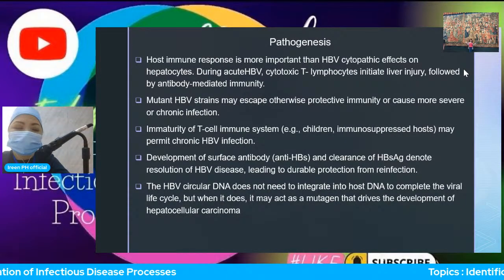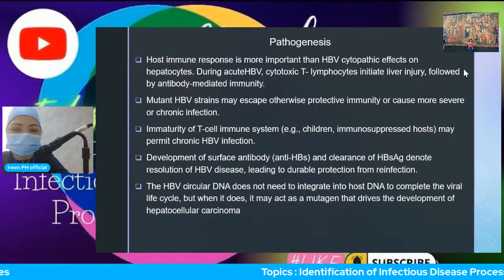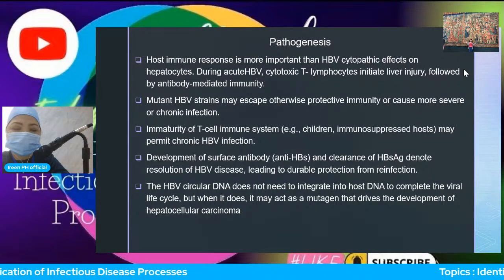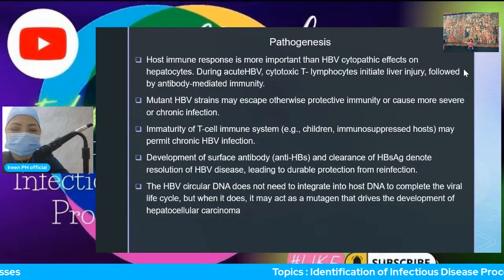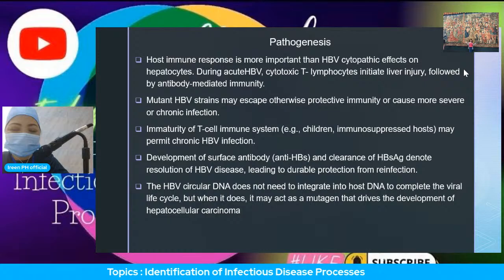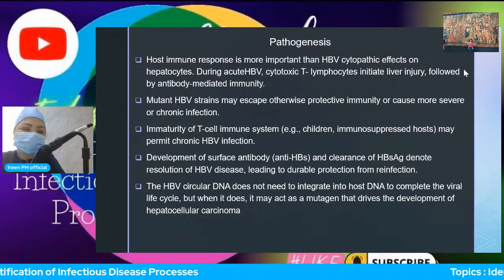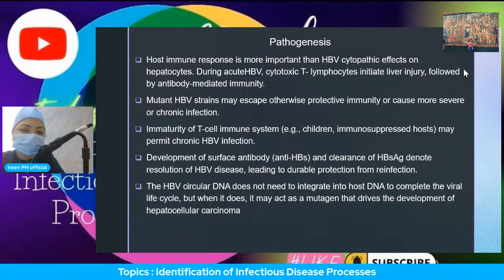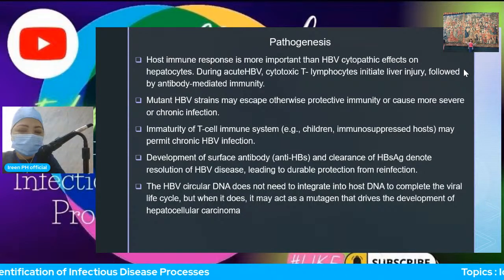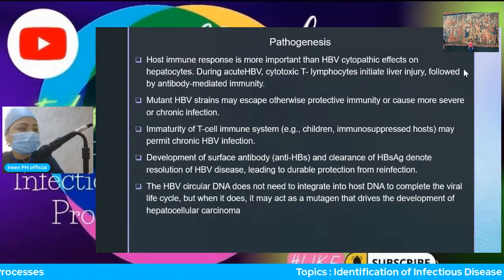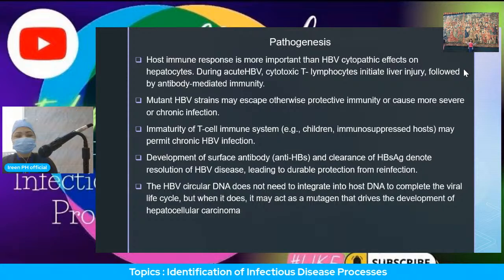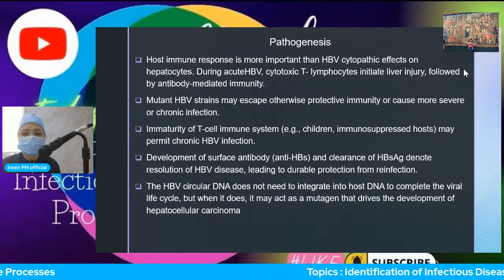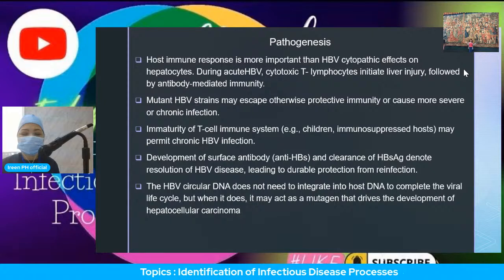The pathogenesis: the host immune response is more important than hepatovirus cytopathic effects on hepatocytes. During acute hepatovirus cytotoxicity, lymphocytes initiate liver injury, followed by antibody-mediated immunity. Mutant hepatitis virus strains may escape otherwise protective immunity or cause more severe or chronic infections. A immature T cell immune system in children, or immunosuppressed hosts, might permit chronic hepatitis virus infections.